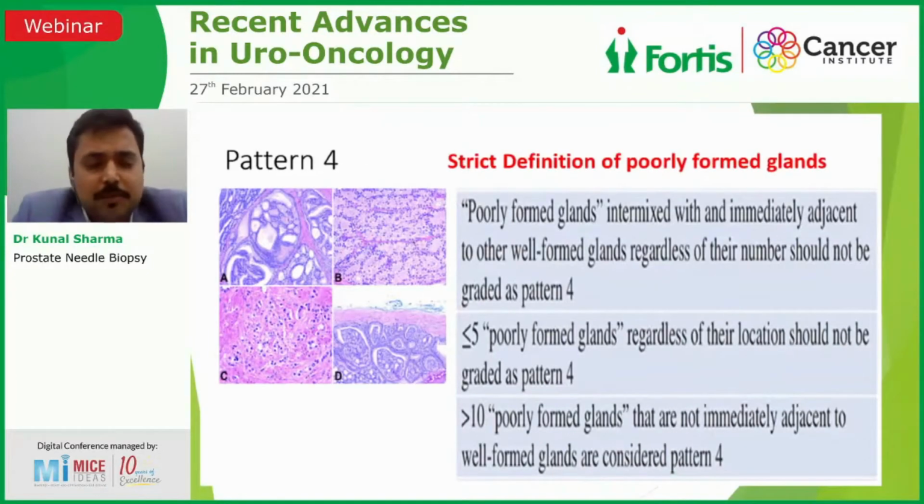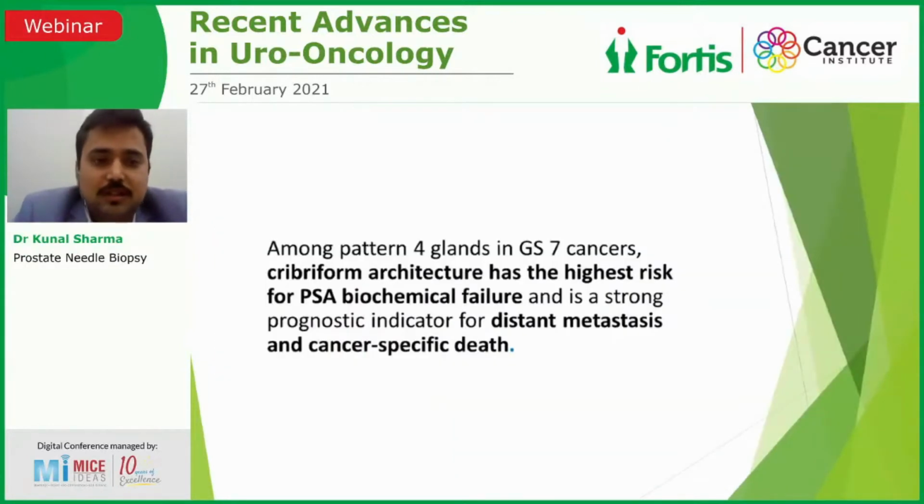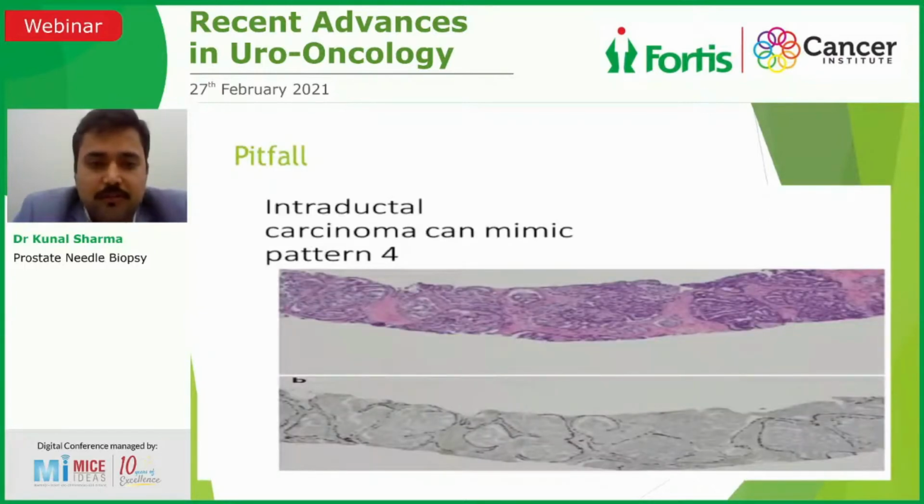Now, a lot of people in the past suggested that poorly formed glands are pattern 4. The truth is not all poorly formed glands are pattern 4. Only when we see more than 10 poorly formed glands, which are not immediately adjacent to well-formed glands, only those are considered to be pattern 4. And among pattern 4, the worst is cribriform architecture, which has the highest risk of PSA biochemical failure.